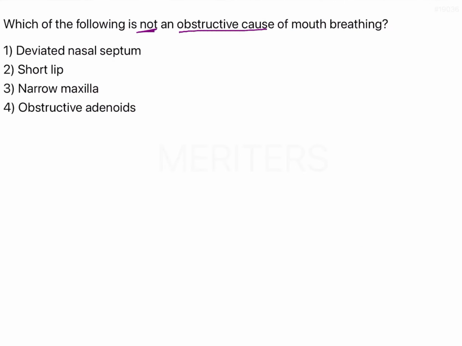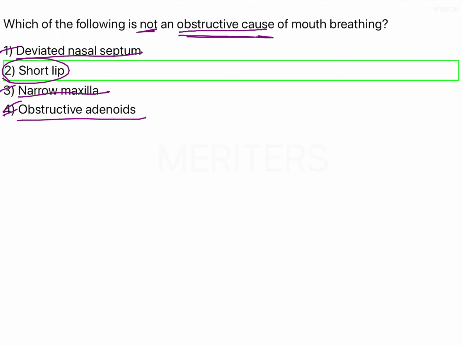Now, in this question we have been asked which is not an obstructive cause. Deviated nasal septum is obstructive. Narrow maxilla is increased resistance, which comes under obstructive causes, and enlarged adenoids can also block the nasal passage. So the one that is not an obstructive cause is a short upper lip, because a short upper lip is an anatomic cause for mouth breathing, not an obstructive cause.